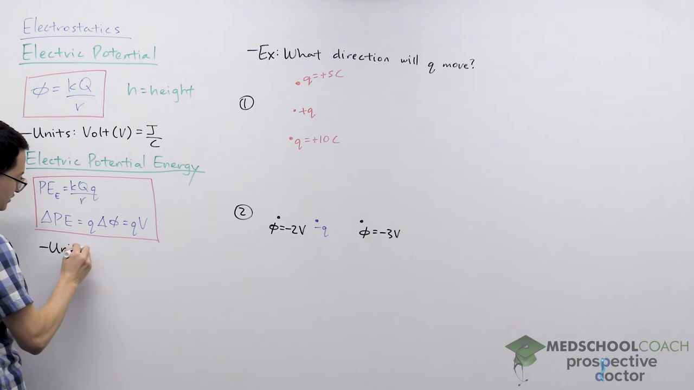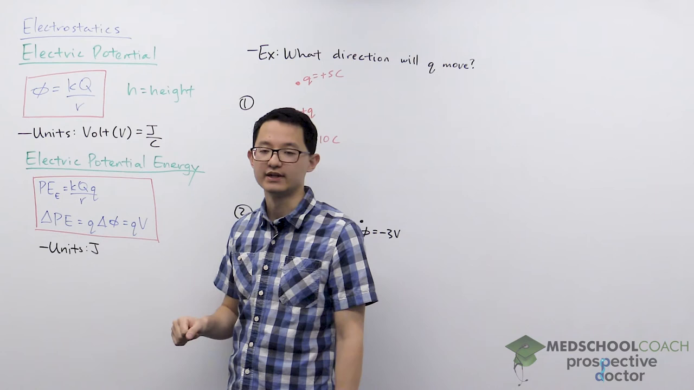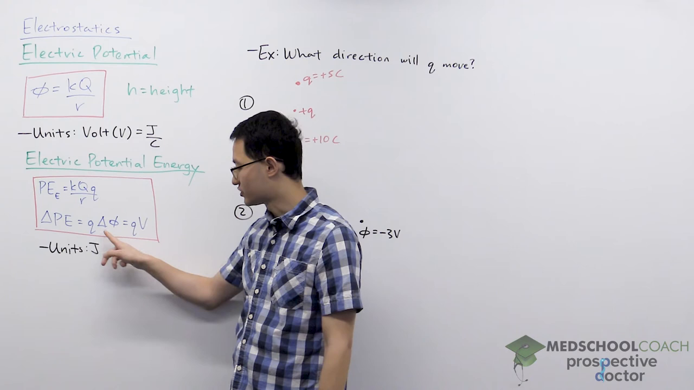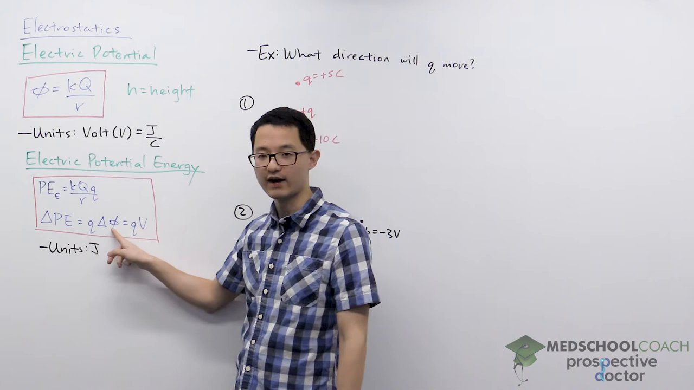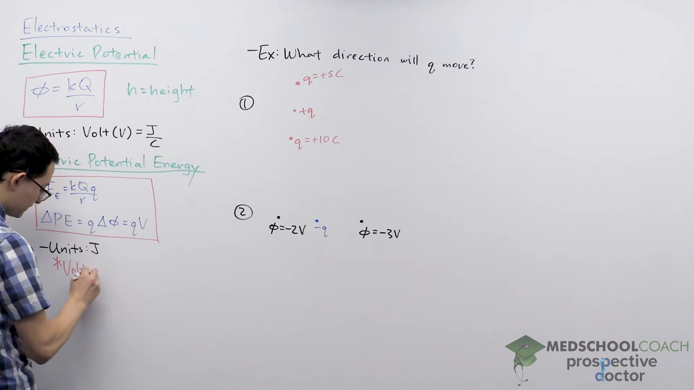What we are usually interested in isn't just the exact potential energy, but usually the change in potential energy. So the change in potential energy is given by Q delta phi, which can also be written as QV. Now, this is pretty important because delta phi is a change in potential, or a potential difference. V is voltage. So what this essentially tells you is that voltage, denoted by capital V, is simply a potential difference.